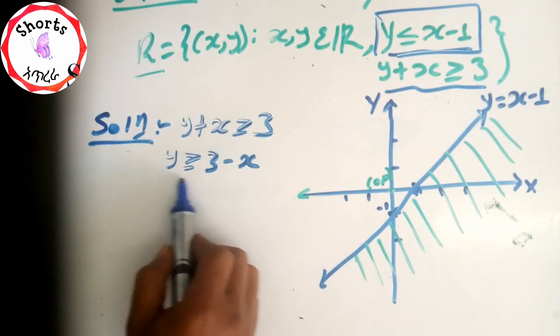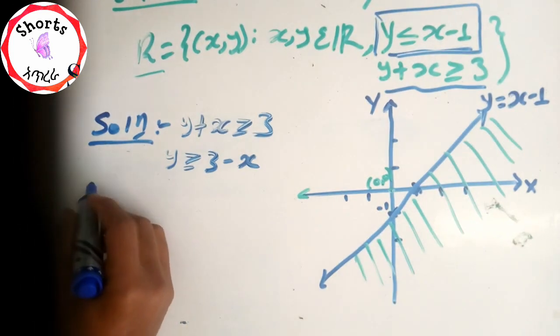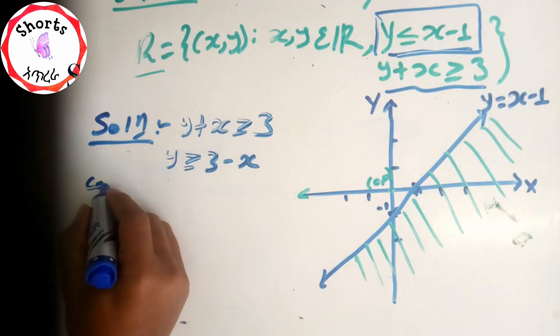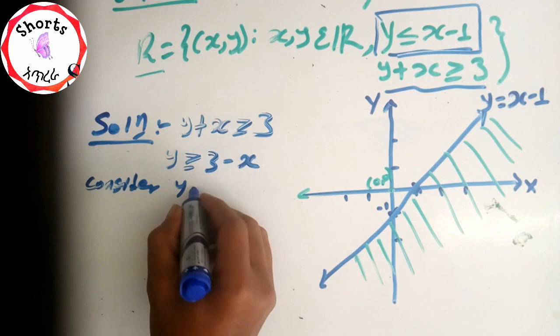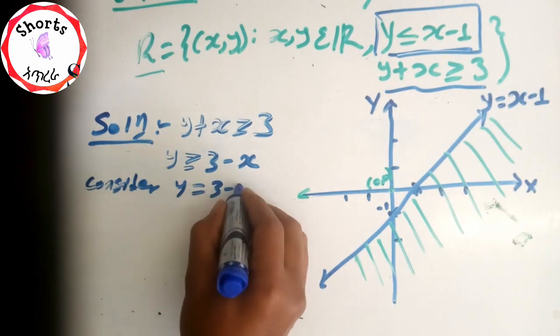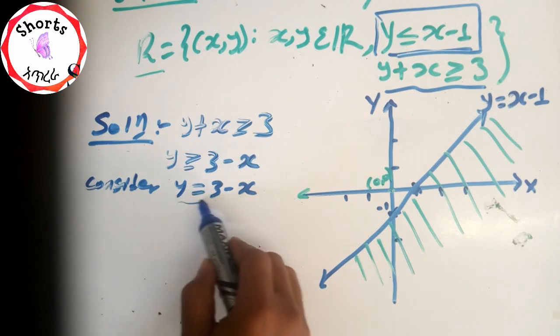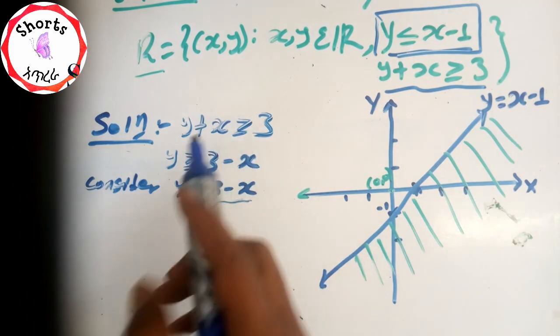inequality. To sketch this inequality, first let us consider the equality version of the inequality. Consider y is equal to 3 minus x.